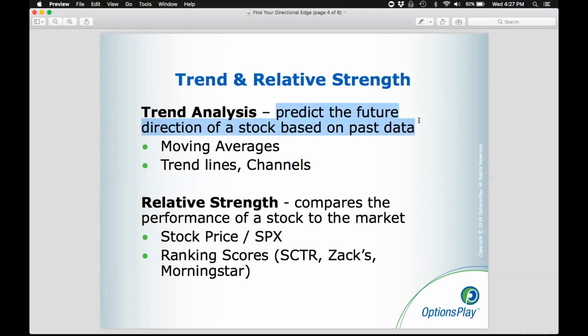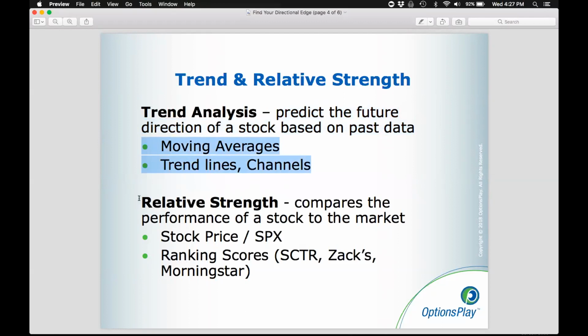So trend analysis is pretty simple. In theory, it's trying to predict the future direction of a stock based on the past data of that underlying stock. So if any of you have used charts, anything from basic price analysis to moving averages to drawing trend lines or channels, these are the types of techniques that technical analysts have deployed to try to predict future prices based on the historical price of the underlying stock. So it's very simple. I think most people that have used technical analysis are familiar with this concept.